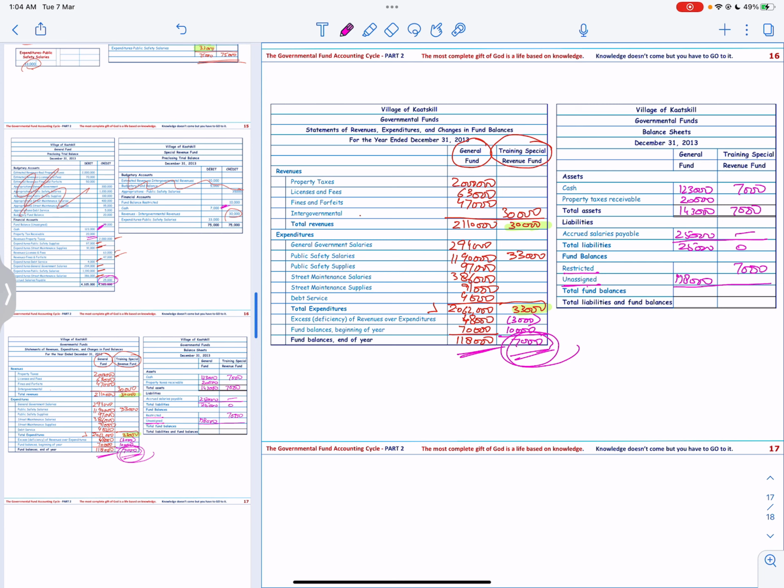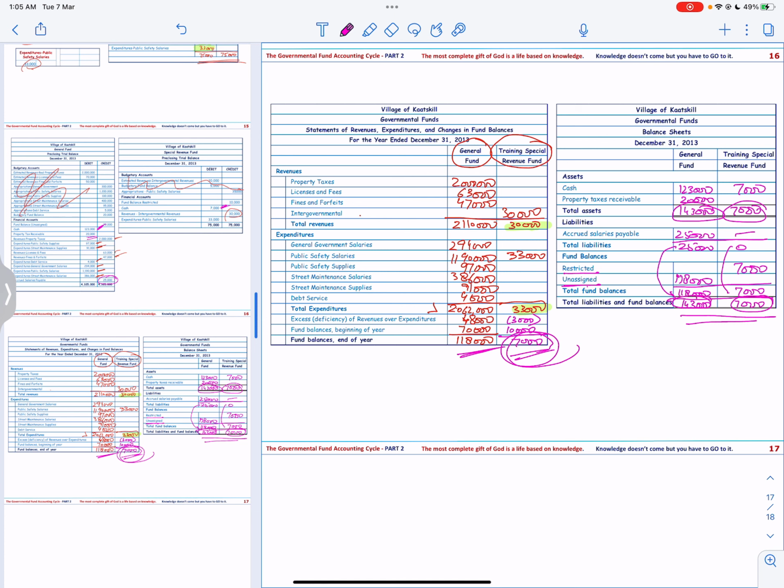So the total fund balance will be 118,000 and 7,000, and the total liabilities and the fund balance will be 143,000, and this is going to be 0 plus 7, that is 7,000. And you can see that the total of assets is equal to the liabilities and fund balance, so that we have done it correctly.